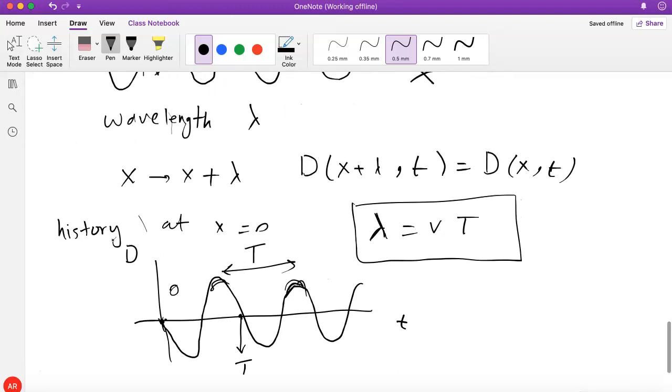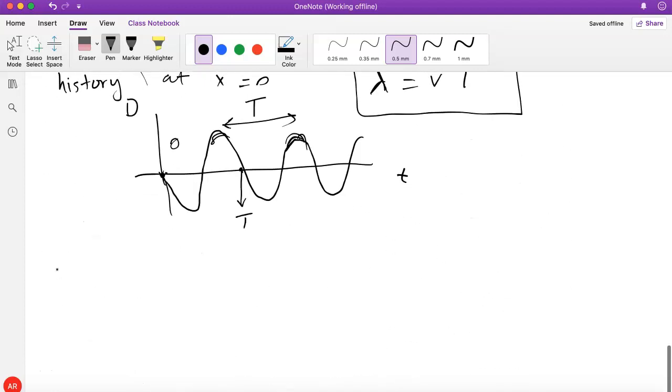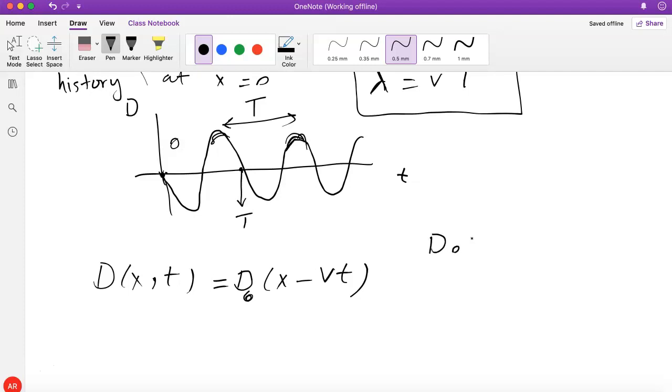So let's do a little bit more math. We know that d of x and t is d naught of x minus vt. If I know the snapshot, d naught of x is the snapshot at t equals 0.